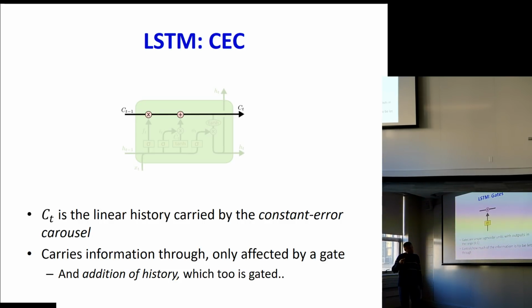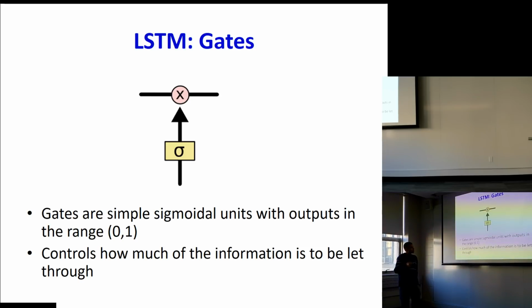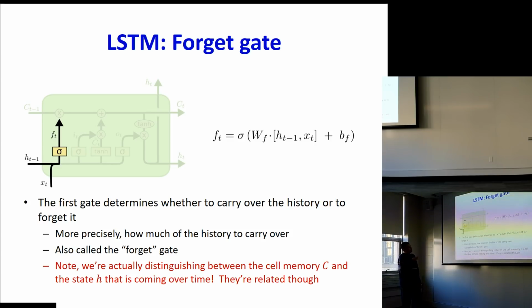You have things called gates, which are simple sigmoidal units with outputs in the range 0 to 1, which control how much of the information is to be let through. So the first gate over here determines whether to carry over the history or to forget it, or more precisely, how much of the history to carry. So I've just noted that I've seen a for loop. Should I continue to remember that there was a for loop, or is it closed? So this gate has that property. We also call it the forget gate. We tell the system when to forget stuff.